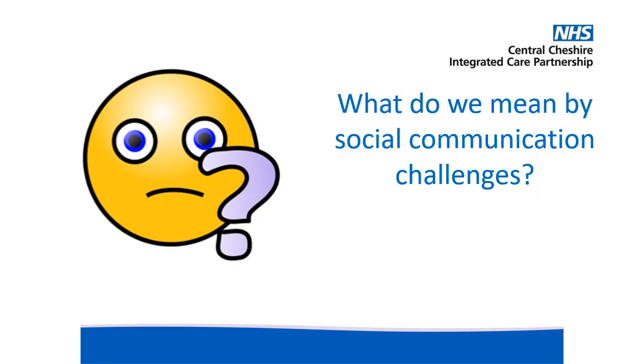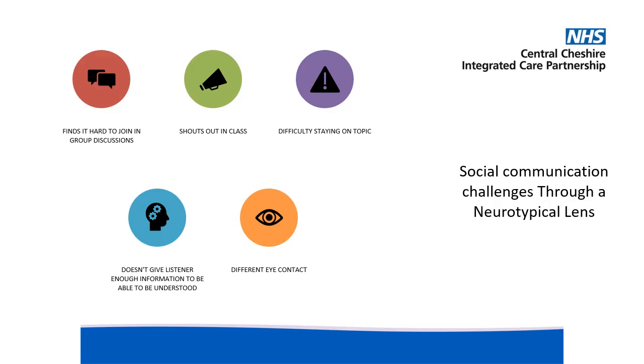What do we mean by social communication challenges? What might social communication challenges look like? Children or young people with neurodivergent communication styles may find it hard to join in group discussions. They may shout out in class. They may have difficulty staying on topic and may want to talk about things that interest them or things they prefer. They may not give the listener enough information to be able to be understood, and they may use different eye contact.